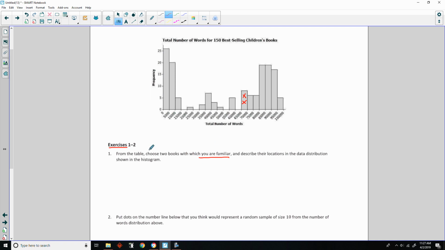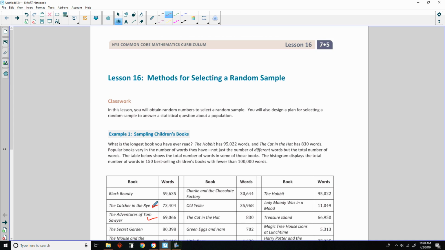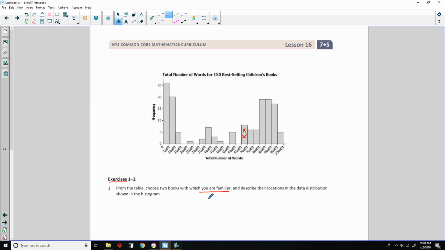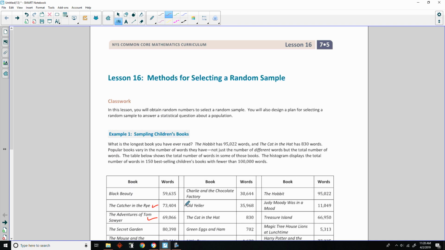Describe the locations and the data distribution shown in the histogram. Okay, so here's what I would say. Look what two books I chose, The Catcher in the Rye and The Adventures of Tom Sawyer. So I could say, I read The Catcher in the Rye, and it has 73,404 words.